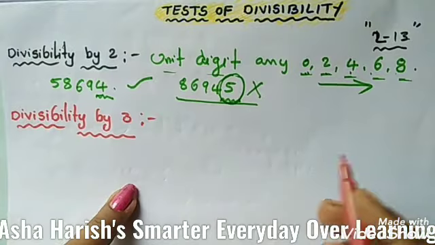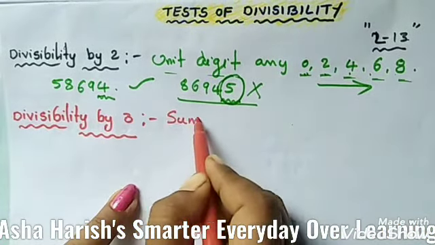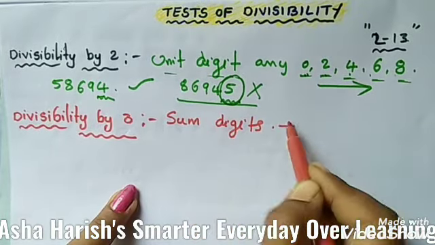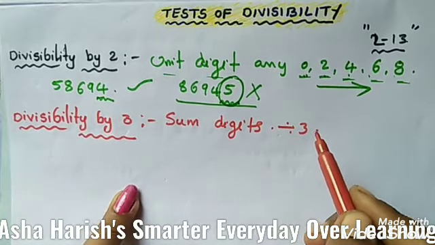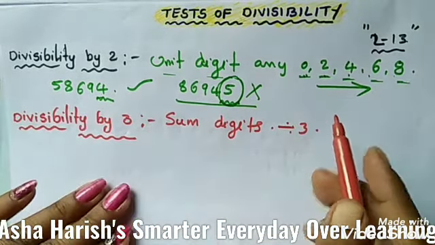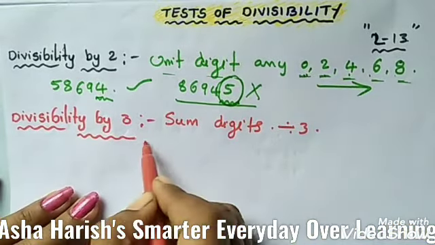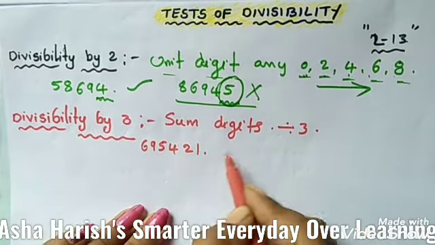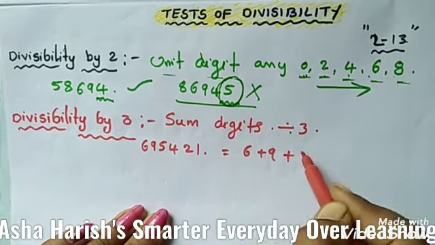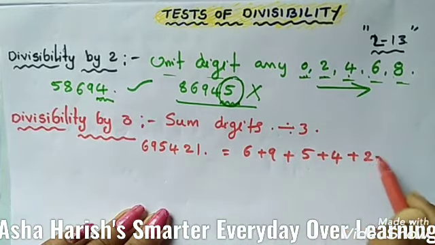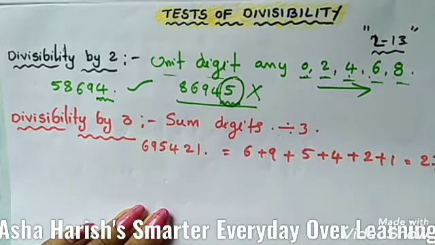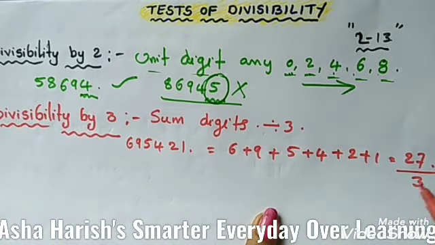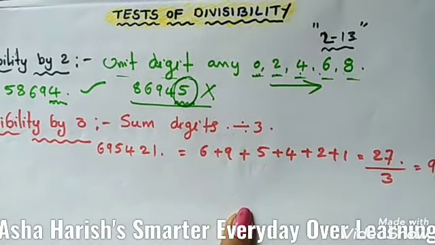A number is divisible by 3 only when the sum of its digits is divisible by 3. You have to focus on the sum of its digits. Then only you can say that the whole number is divisible by 3. Let us see the examples one by one. In the number 69541, the sum of its digits is 6 plus 9 plus 5 plus 4 plus 2 plus 1, so the sum of its digits is 27. So 27 is divisible by 3, it is 9 times.